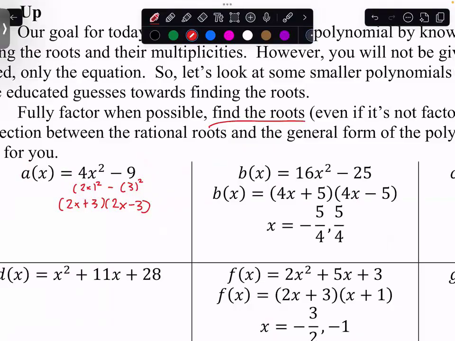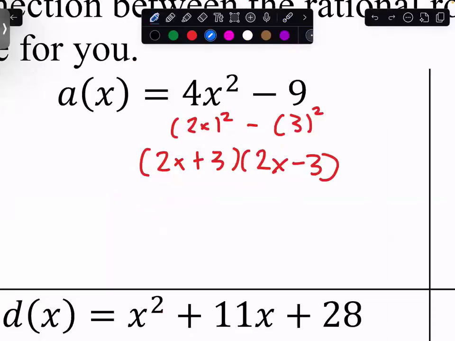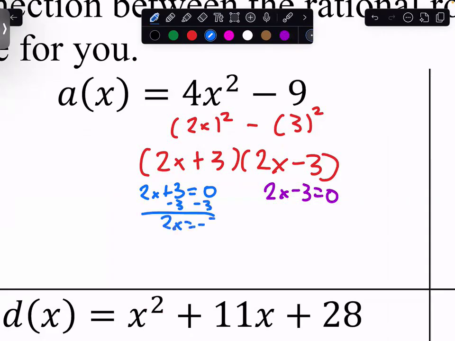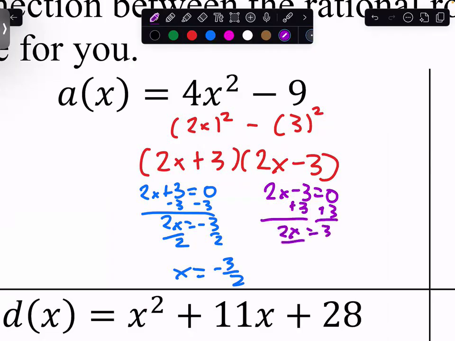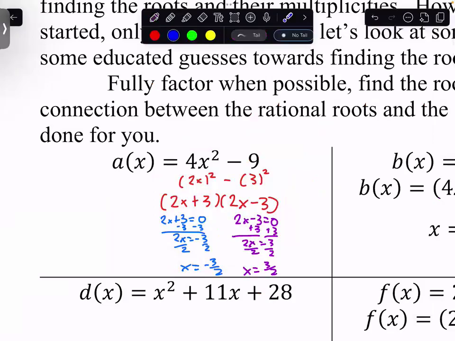Okay, so that's the factored form, but I want you to do one additional thing, which is find the roots. Remember the roots are where the function would equal 0. So you would separately set each part equal to 0 and solve for the variable. Over here you would subtract 3 from both sides and then divide by 2. And then in this one, you would instead add 3 to both sides and then again divide by 2.